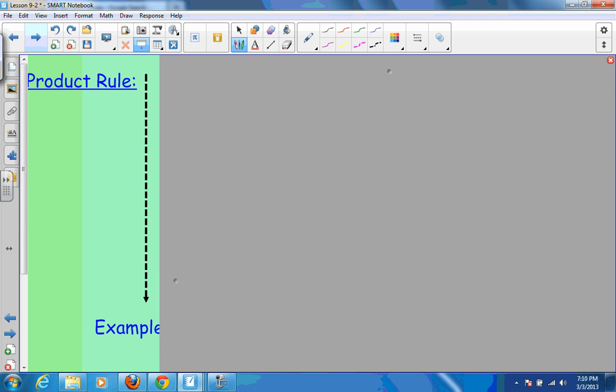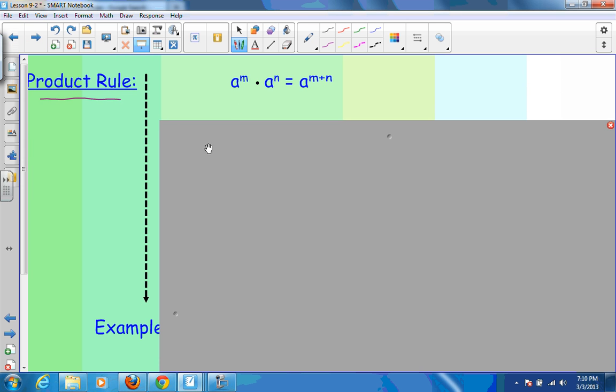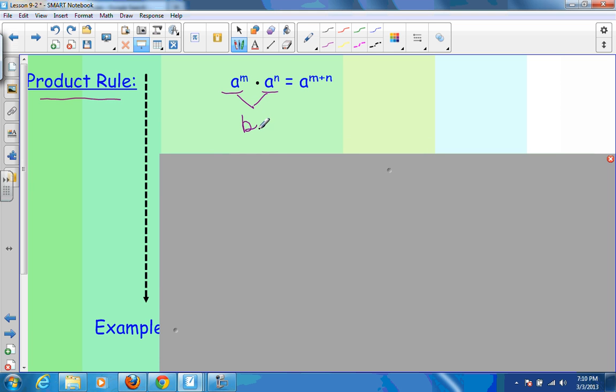All right, so the first rule that we're going to talk about today is called the product rule. Now, the product rule says that if I have one monomial times another, and the bases of those monomials are the same, so the a and the a here is the base, all right? If the bases of those monomials are the same, then I can take the exponents and I can add them up, okay? So again, if I have two monomials that are of the same base, then I can add the exponents together to get one combined monomial.